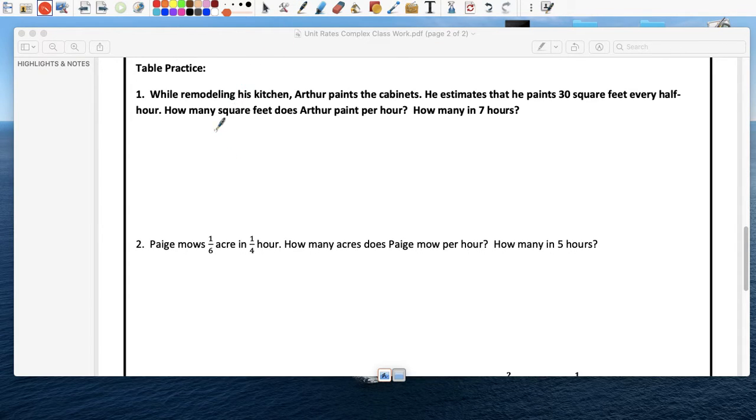Very similar. Paige mows 1/6 of an acre in 1/4 of an hour. How much does she mow in 1 hour, and how much in 5 hours? So, mows. How do you say mows? Shoot. It's, digamos, cortar la grama.